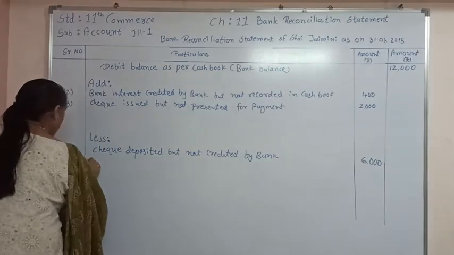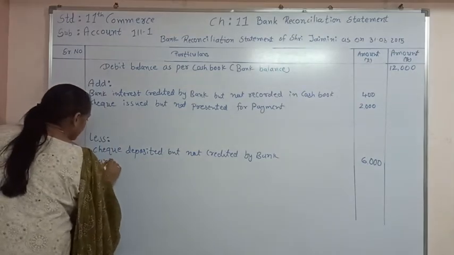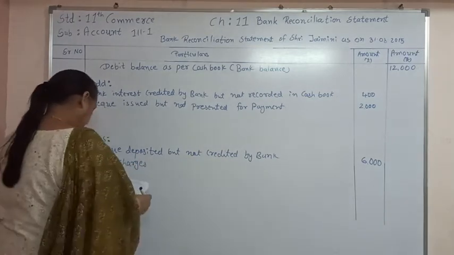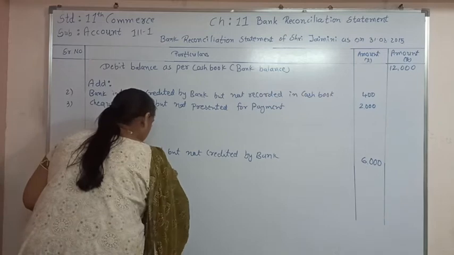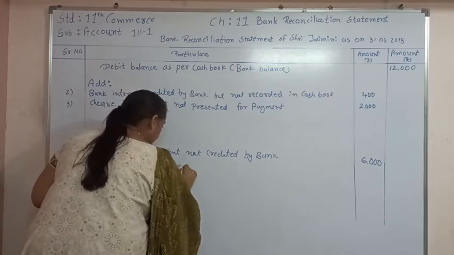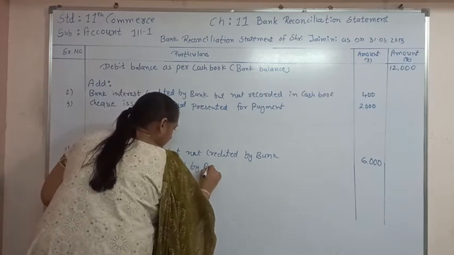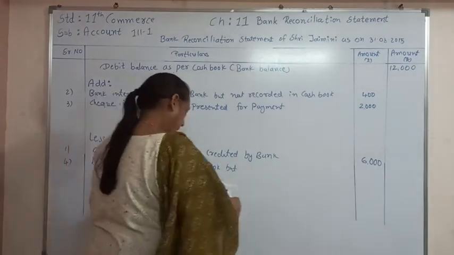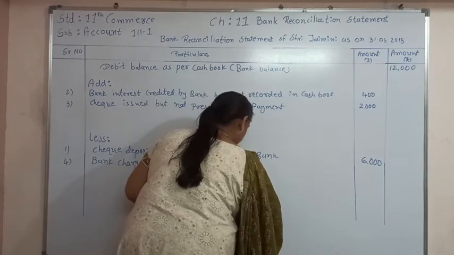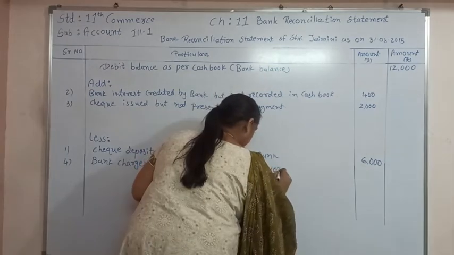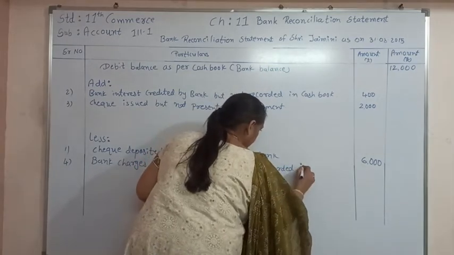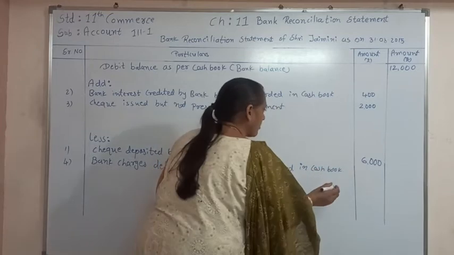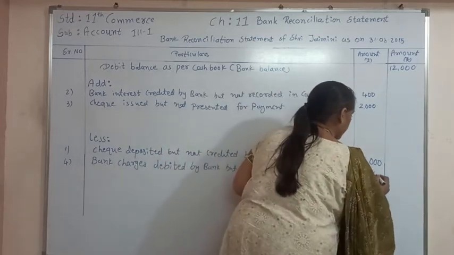4 number, bank charges debited by bank but not recorded in cash book. And it is of rupees 100.